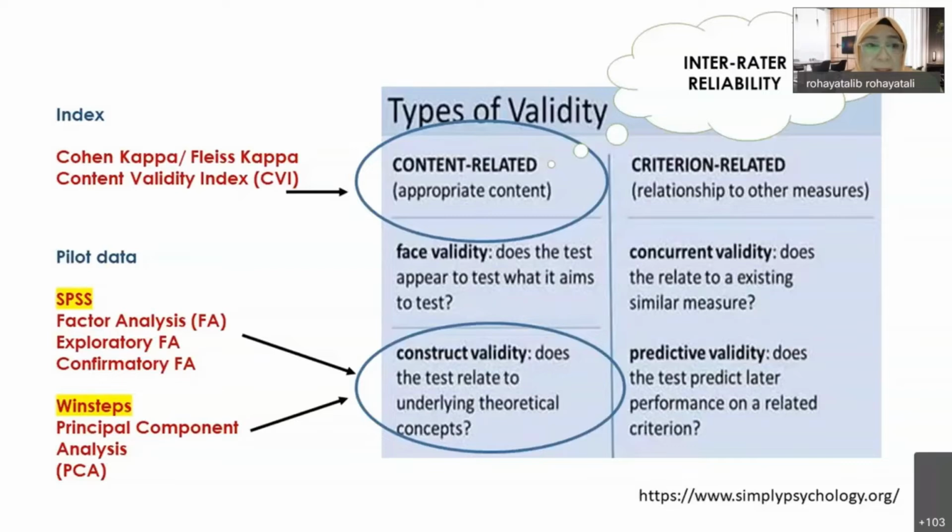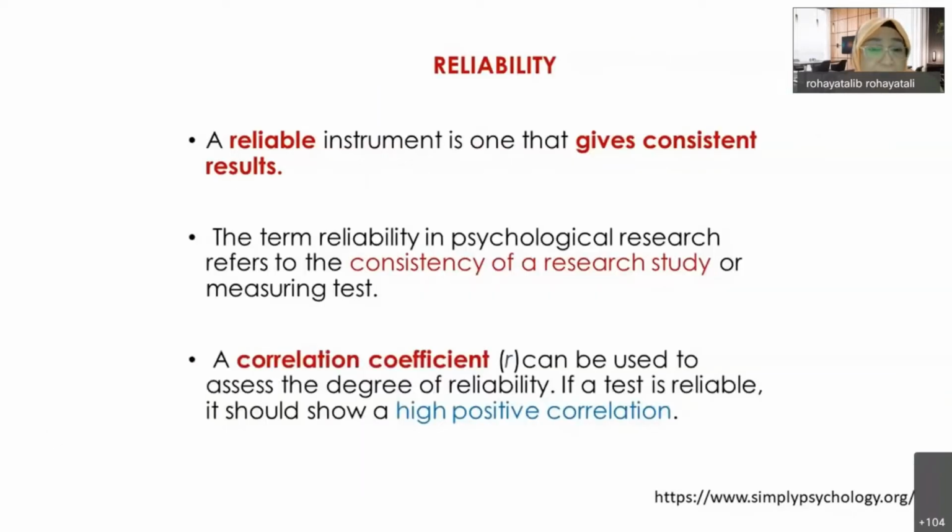Construct validity is to establish whether your item is really measuring the concept. For reliability, you have to prove that your instrument gives consistent results. The consistency of a research study is partly due to having a reliable instrument. The proof of the reliability of an instrument is through the correlation coefficient, which we call r, italic small r. If you have a positive value, that means you have a high positive correlation.